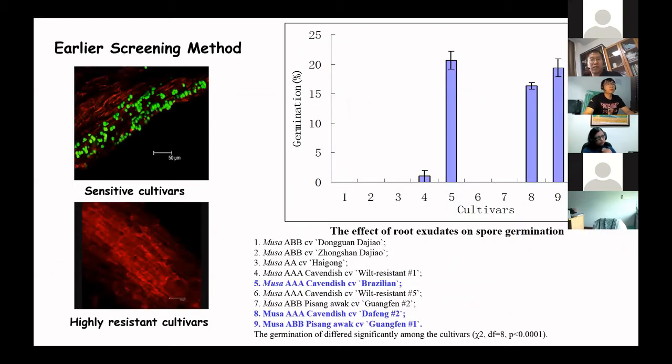So we also found lots of difference between the resistance varieties and the sensitive varieties. We saw in these 3 resistance varieties, there are lots of the spores germinated. So the germination is much higher than in the resistance lines, the resistance varieties.